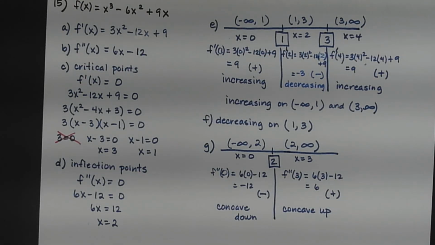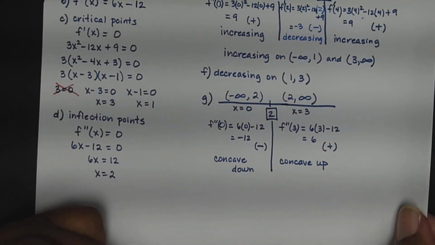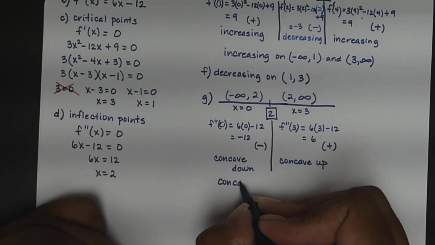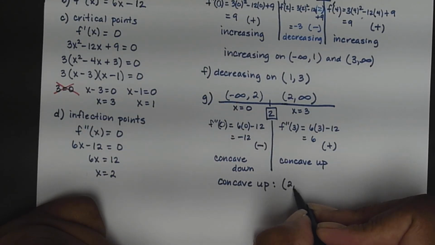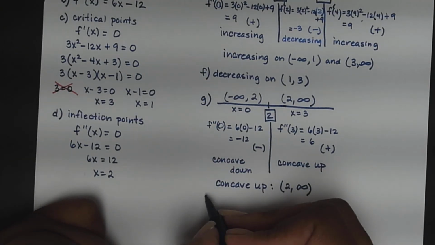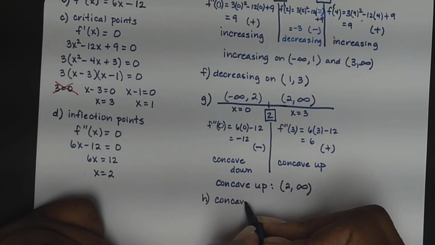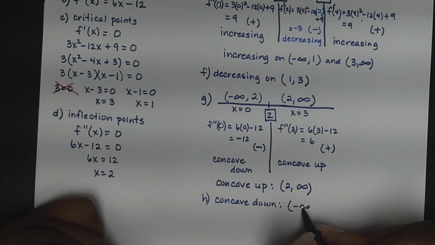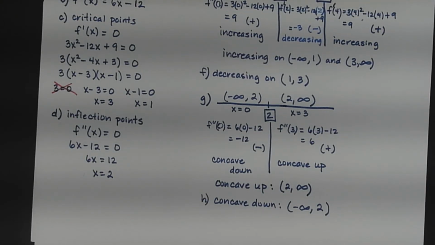So in part G, the function will be concave up on this interval from 2 to infinity, and then concave down for part H, from negative infinity to 2. So that's given to us in that problem.